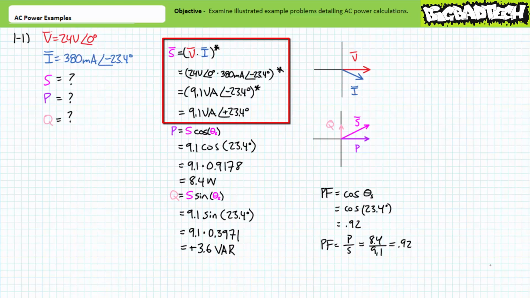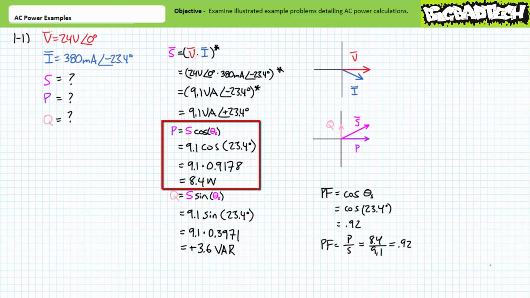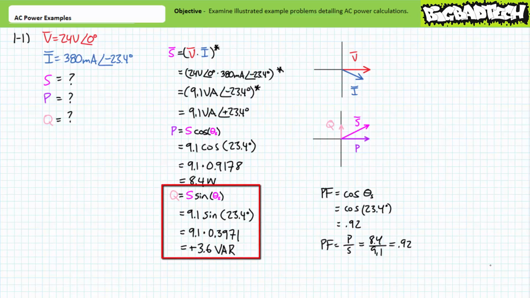Apparent power is the complex conjugate of voltage times current. Substituting in our given values, we find apparent power to be 9.1 volt amperes at an angle of positive 23.4 degrees. When resolved into its real and reactive components, we find real power to be 8.4 watts and reactive power to be positive 3.6 vars. The real power of 8.4 watts is that amount of power actually dissipated by the element in question, whereas the reactive amount of 3.6 vars is that amount cyclically absorbed and then returned or exchanged with the power supply.